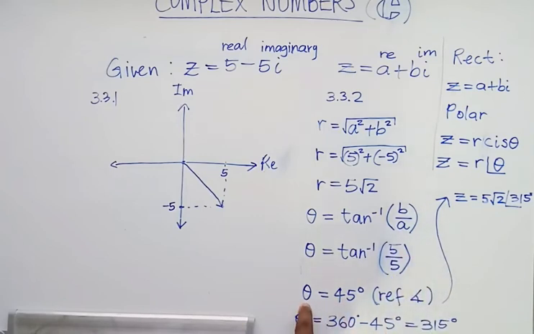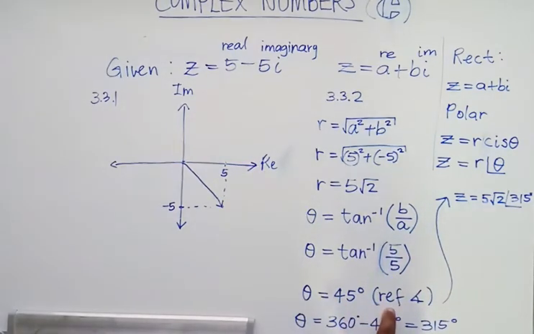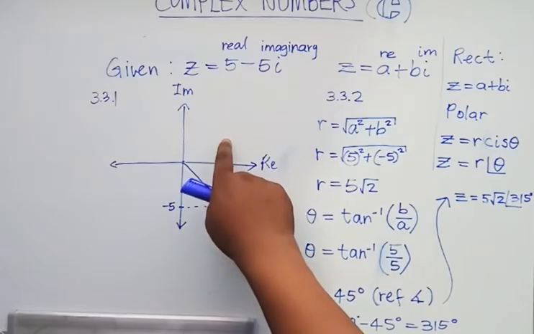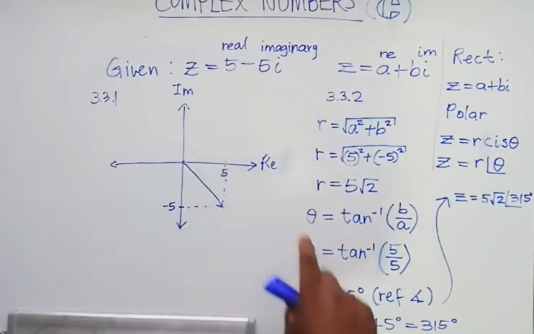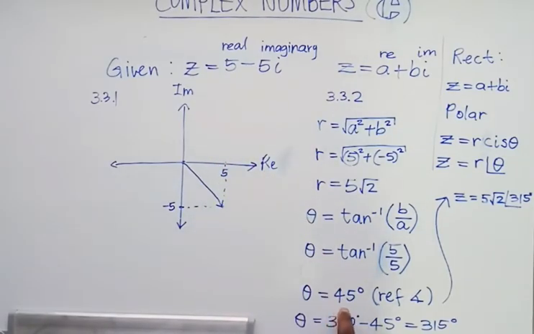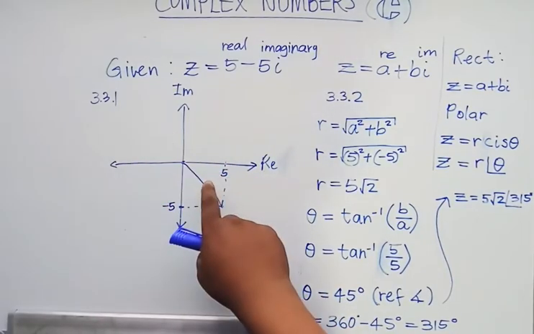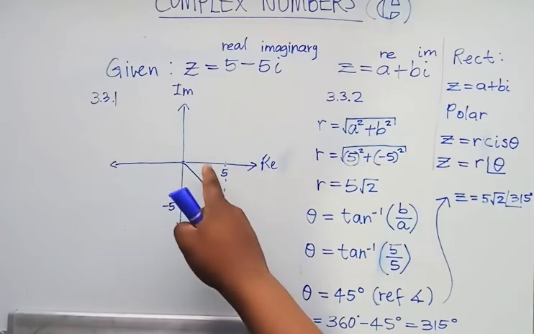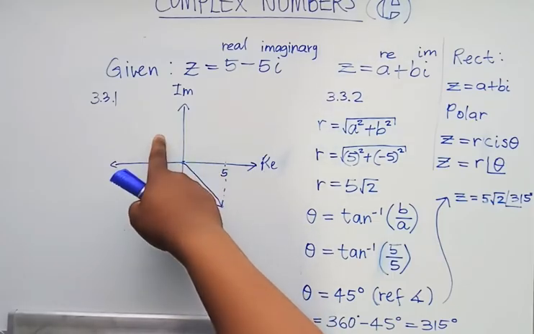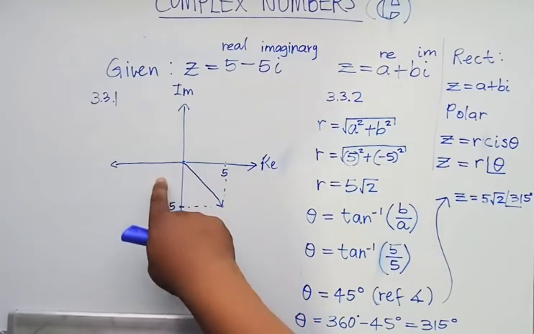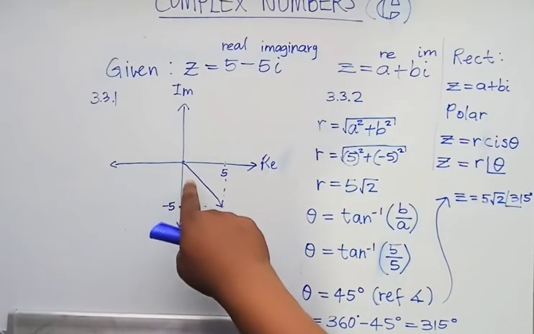The angle that you get is not the actual angle, it's the reference angle. It's because you got 45, and 45 is in this quadrant, but your complex number has rotated way more than 45 actually. It has gone beyond the first, second, third quadrants. It has landed in the fourth quadrant.